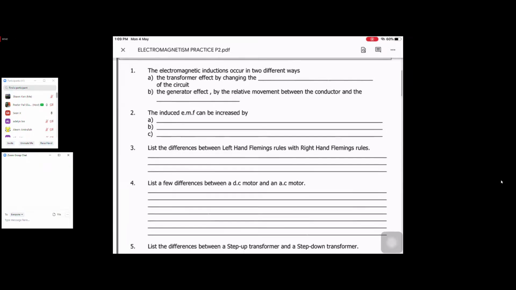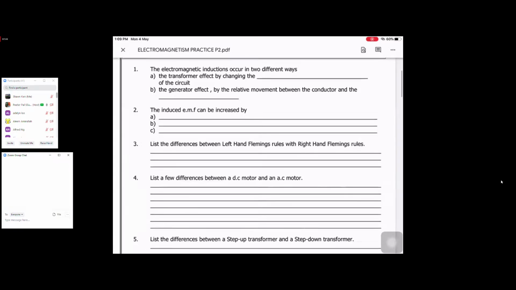So number 1A, the electromagnetic induction occurs in two different ways. A, the transformer effect, by changing the direction of current of the circuit. That means it's AC current. That's why we got electromagnetic induction there. Remember the primary coil, secondary coil last week?